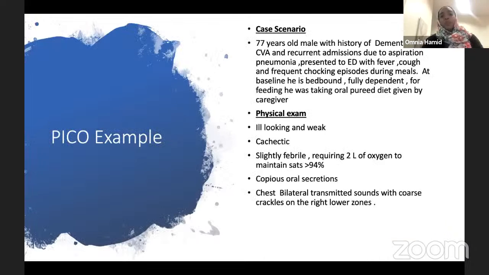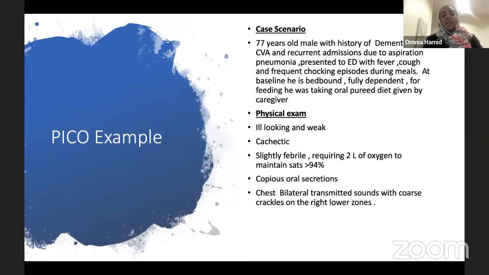So for the PICO example, the case scenario is a 77-year-old male with a history of dementia and old CVA, with recurrent admissions due to aspiration pneumonia. He presented to the ED with fever, cough, and frequent choking episodes during meals. At baseline, he's bedbound and fully dependent. For feeding, he was taking an oral puree diet given by the caregiver.